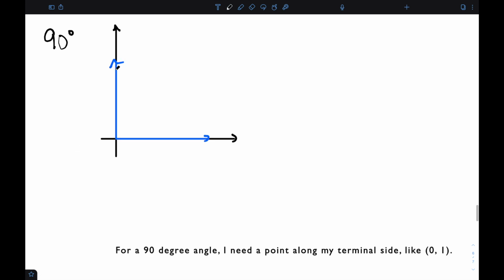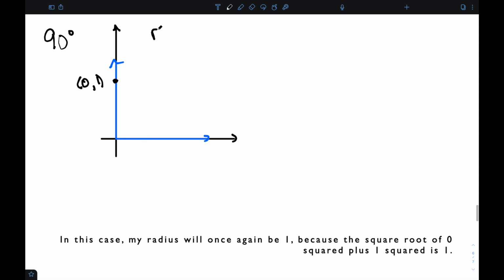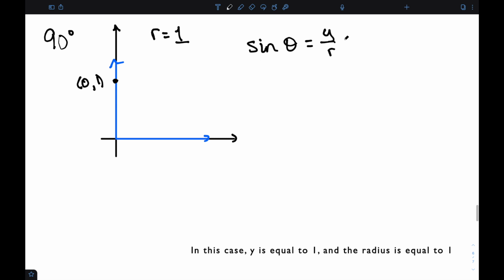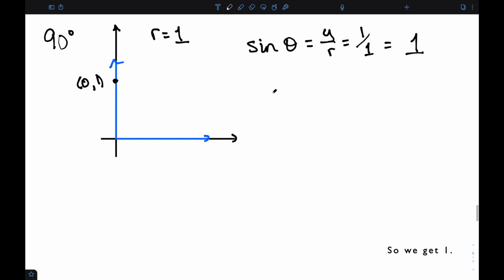For a 90-degree angle, I need a point along my terminal side, like (0, 1). And in this case, my radius will once again be 1, because the square root of 0 squared plus 1 squared is equal to 1. Sine of theta is equal to y over r. And in this case, y is equal to 1, the radius is equal to 1, so we get 1.